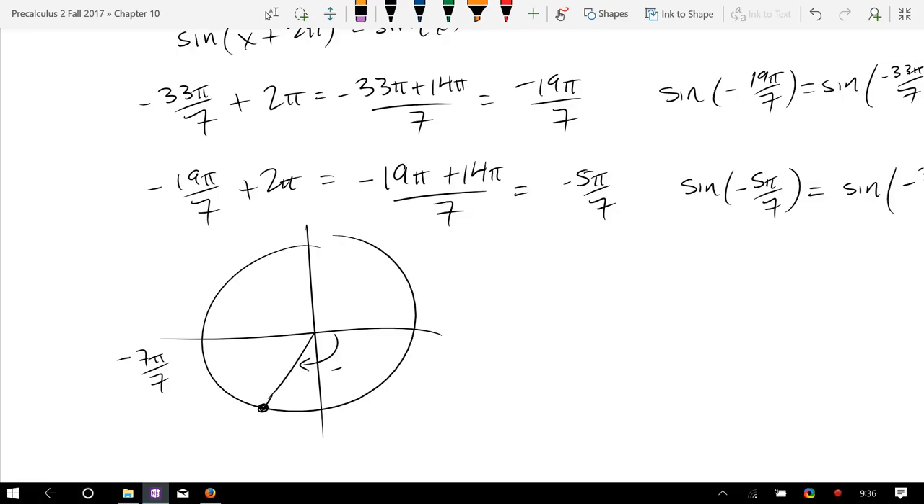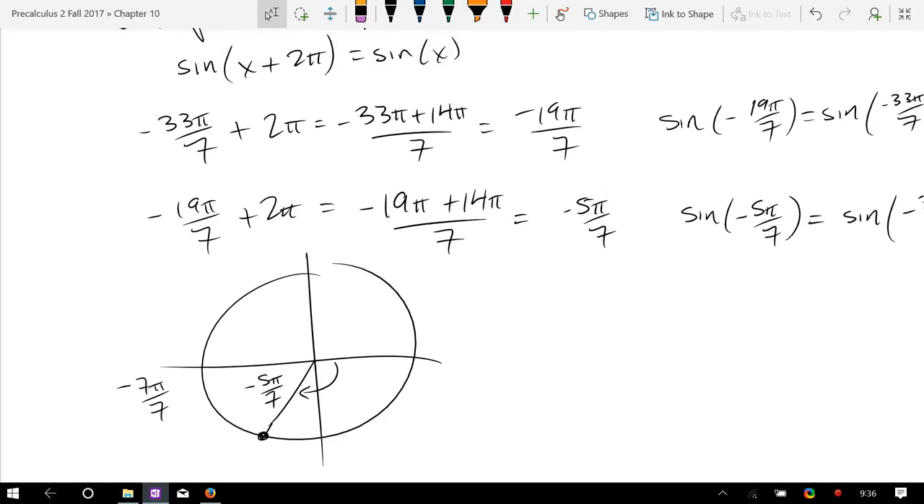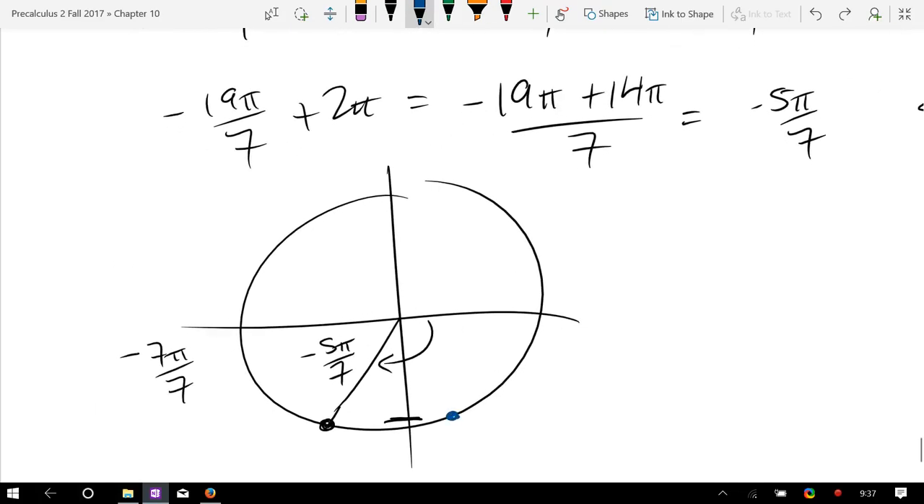I want to label it over here. This question is about the sine function. So am I thinking about x or y coordinates? We're thinking about y coordinates. Before with cosine, we were thinking about x coordinates. With sine, we're thinking about y coordinates. So here's the y coordinate that we're working with. If you draw better circles, this will visually look better than what I'm drawing here. The other corresponding y-coordinate would be right there. And now the question is, what angle is that going to be?